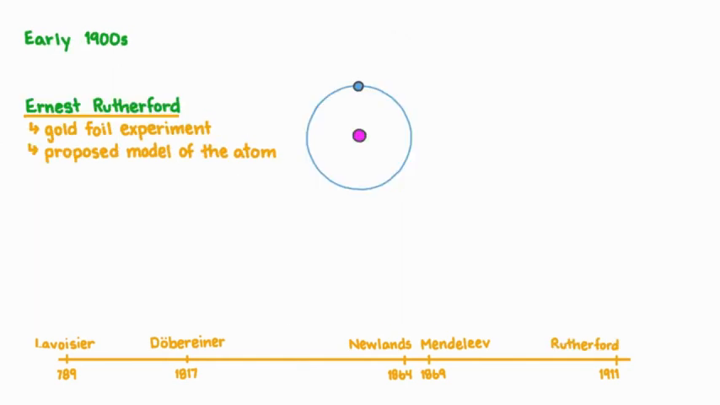In 1911, following the results of the gold foil experiment, Ernest Rutherford proposed a new model of the atom. In this model, negatively charged electrons orbited a central nucleus. The nucleus was positively charged and contained most of the mass of the atom.